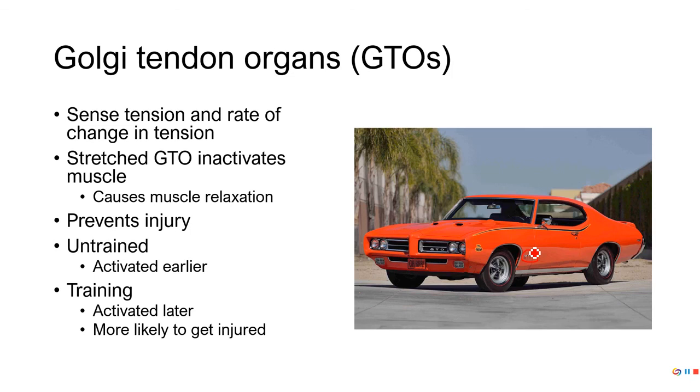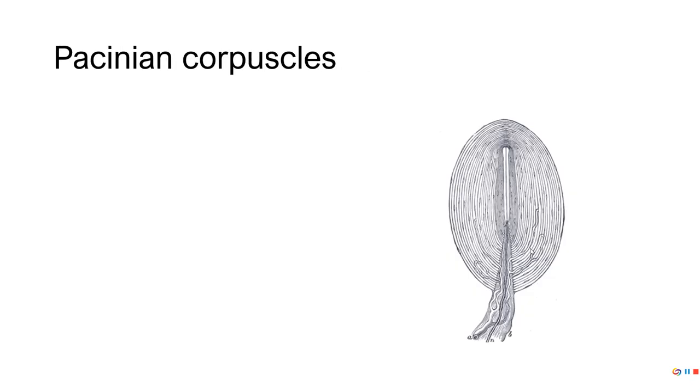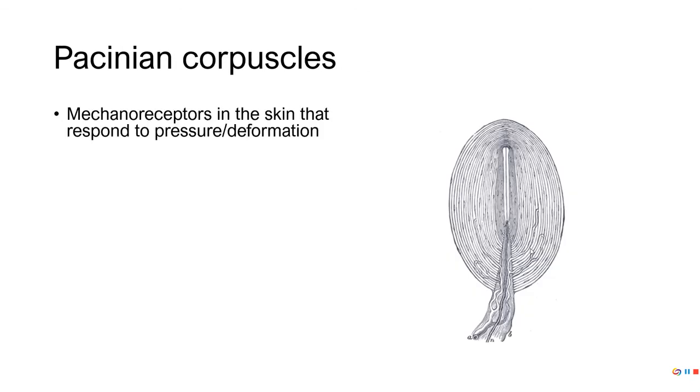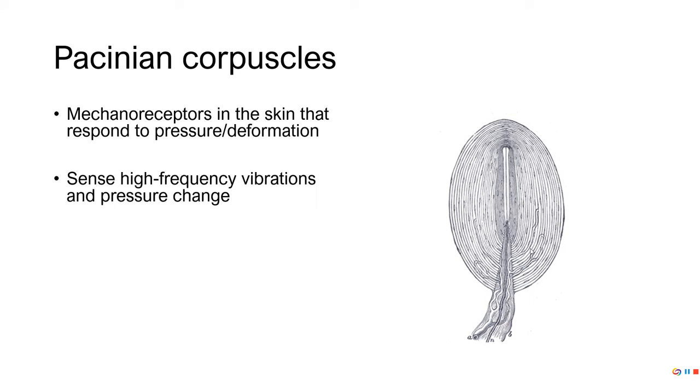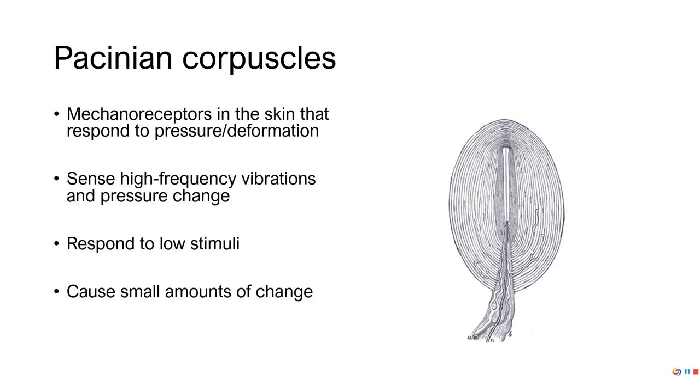Okay. Then we've got these things called Pacinian corpuscles. Now, these are mechanoreceptors in the skin, and they respond to changes in pressure and deformation and things like that. They sense high-frequency vibrations and changes in pressure, but they're activated with relatively low stimuli. They cause small amounts of change. Okay, and what they do, they are similar to muscle spindles in that they activate the muscle. Okay, and what we mean by that is low stimulation will cause them to be activated.